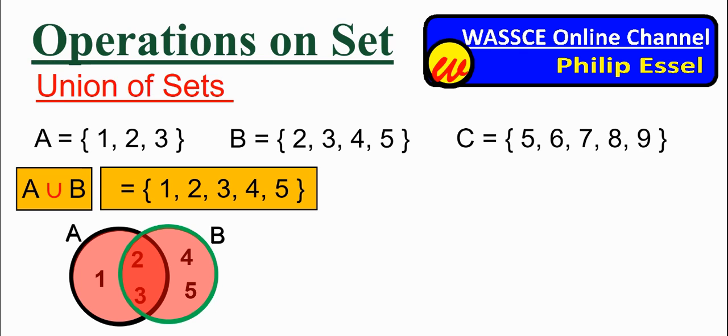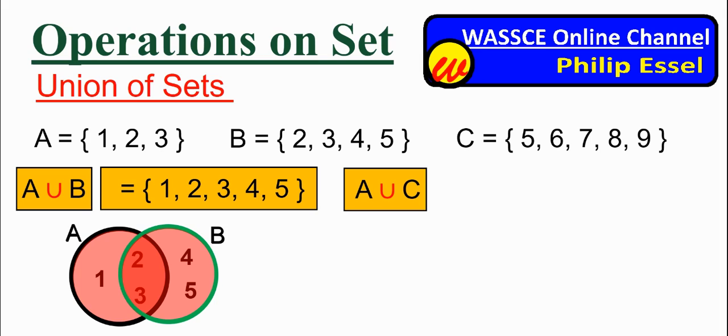Now let's add the set C with its members 5, 6, 7, 8, and 9. Let's find A union C.